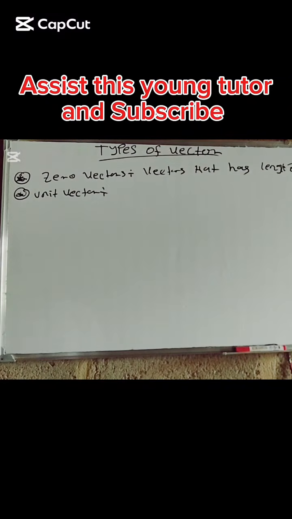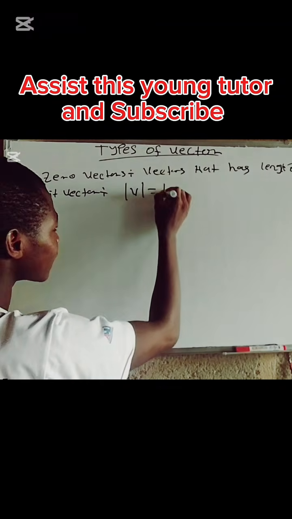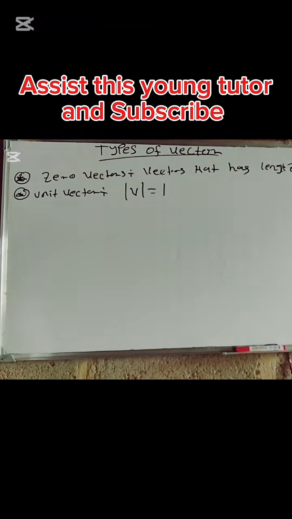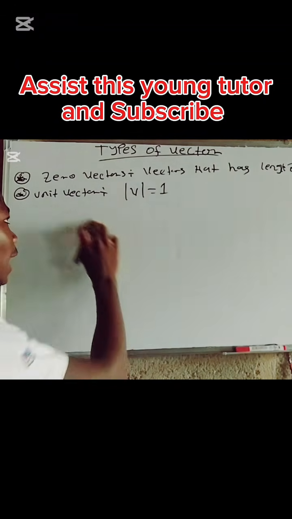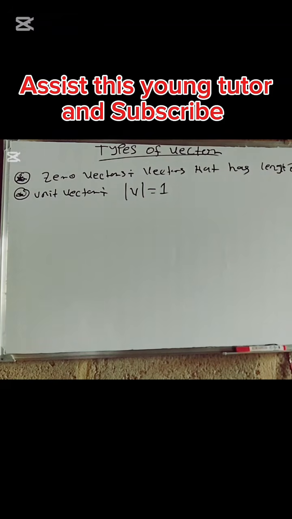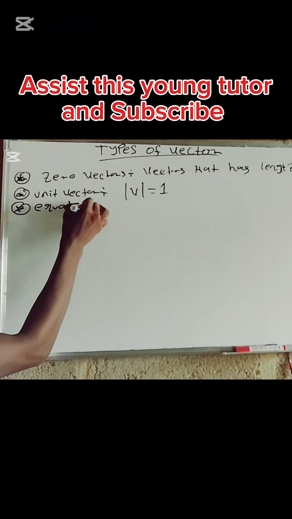What is a unit vector? A unit vector is a vector having its modulus as unity, that is, 1. What I mean is that the magnitude of the vector is 1. Whenever the magnitude of a vector is equal to 1, that vector is said to be a unit vector. There is another type of vector, the equal vector.